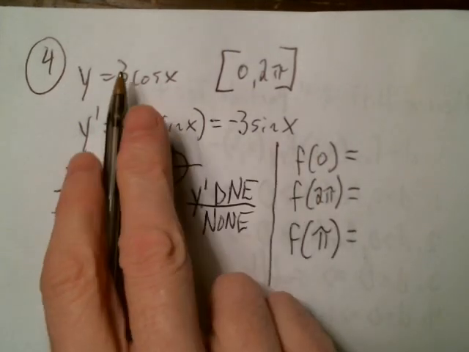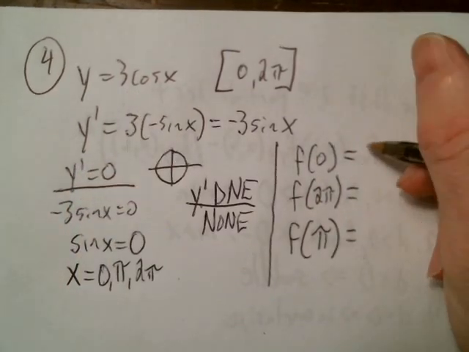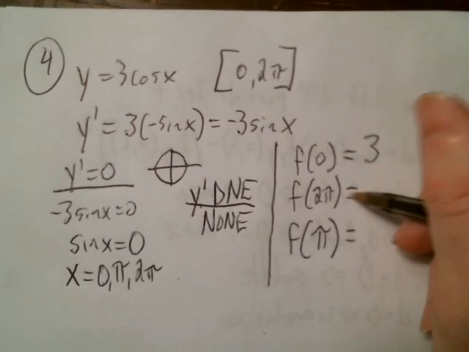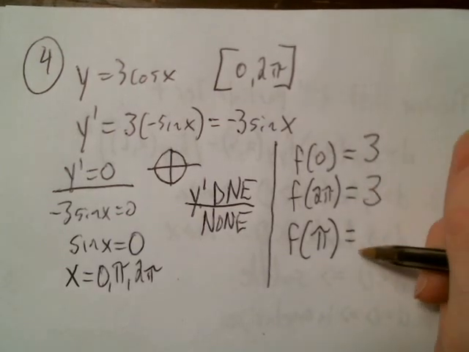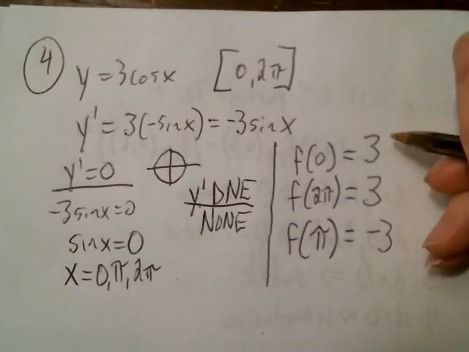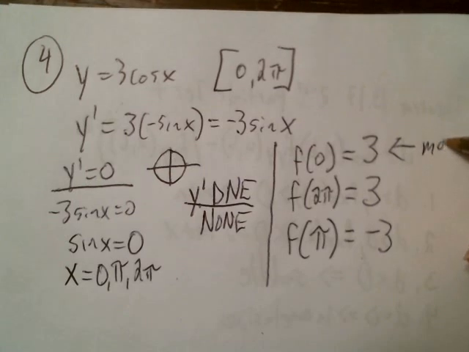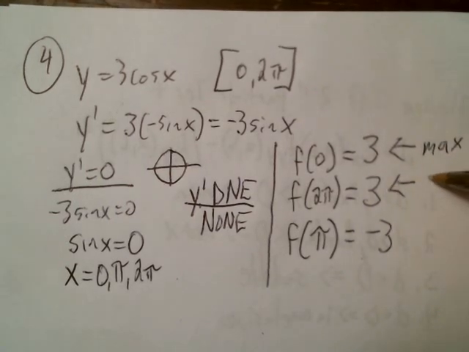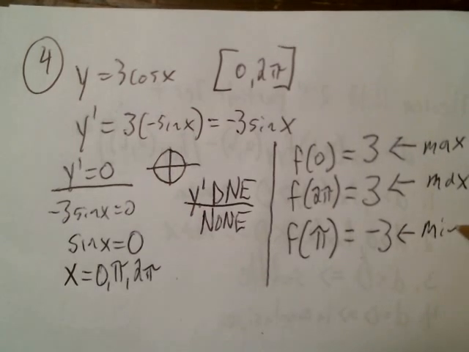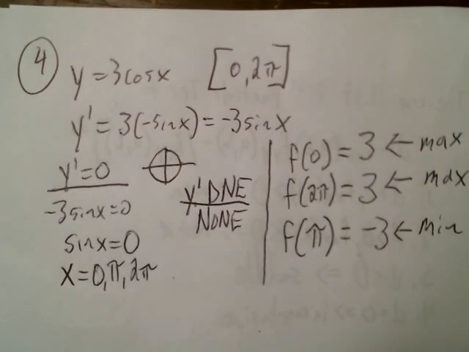Okay, so if I plug 0 in, I get 3 times cosine of 0. Cosine of 0 is 1, so I get 3. 2 pi, that's 3 as well. And then pi, cosine of pi is -1, so -3. And so we have 2 maxes this time. I have absolute maxes at the endpoints, and then there's an absolute min in between.